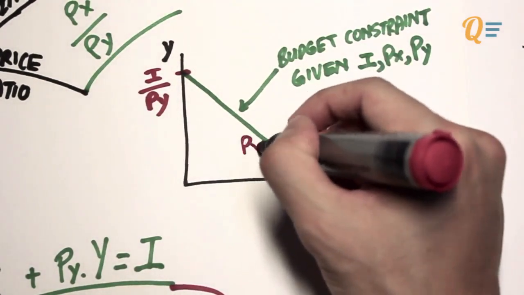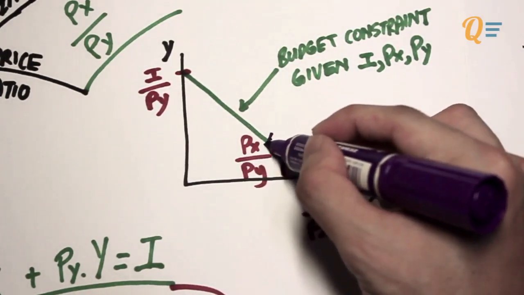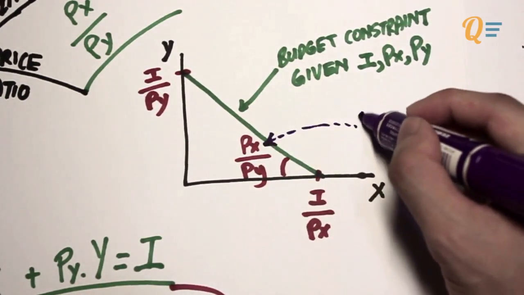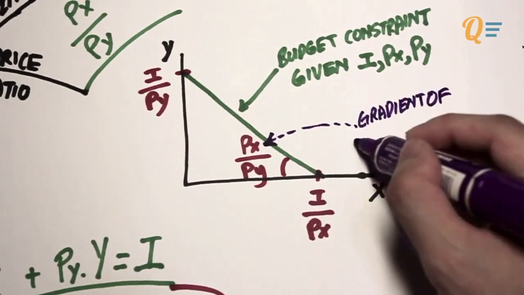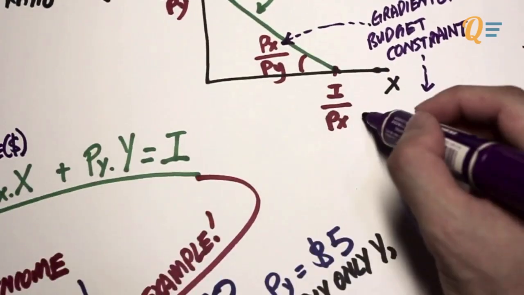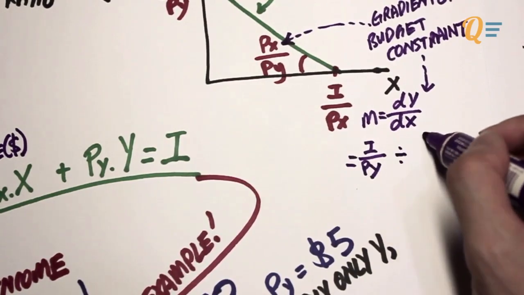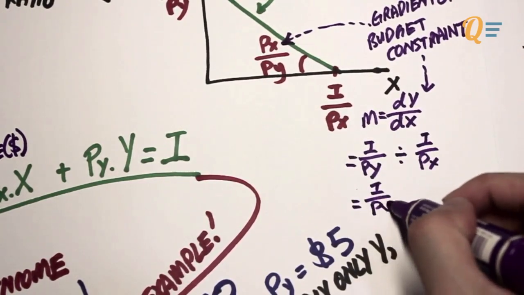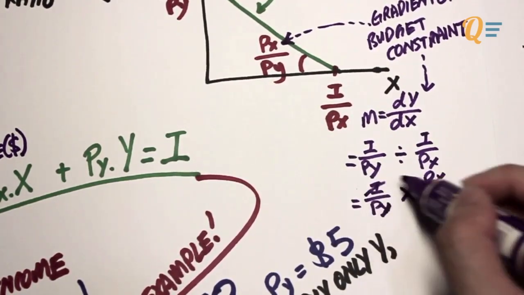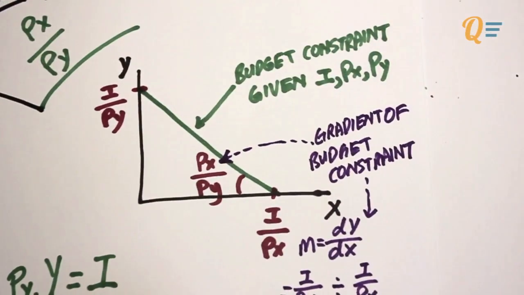The next thing you need to do is to mark out your price ratio, which is over there. You will understand the importance of the price ratio in the next half of the video. So this price ratio is actually just the gradient of the budget constraint if you think about it. We know that to calculate the gradient, you just take the change in Y divided by the change in X. So I just have to divide both of the real incomes together, and what you'll see is that I actually get Px over Py. So the gradient of the slope is literally the price ratio.